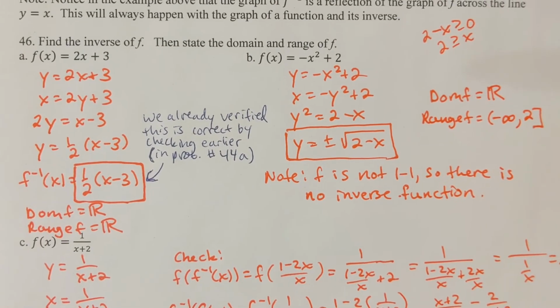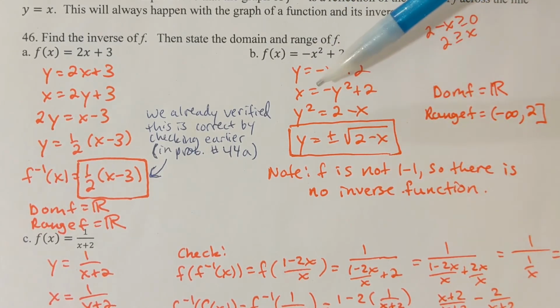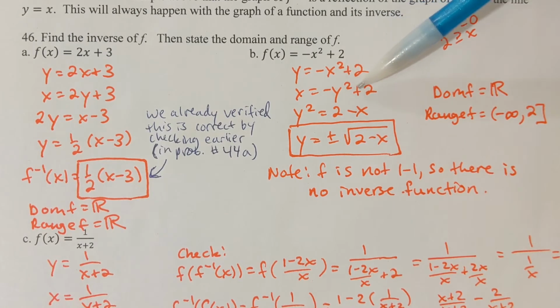Okay, let's try part B. Here's f of x equals negative x squared plus 2. Find the inverse. Well, let me first rewrite this in terms of y. I got y equals negative x squared plus 2. No harm with that, right? y and f of x mean the same thing. And I want to find the inverse, so it's all about switching x and y. If I switch x and y in this equation, I'll have x equals negative y squared plus 2.